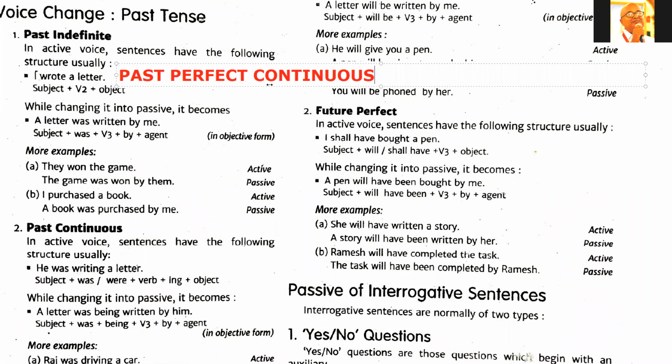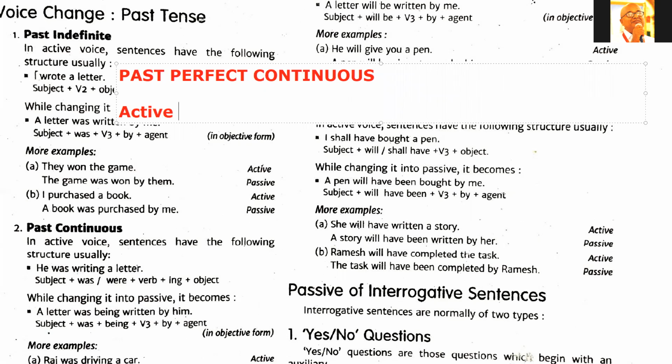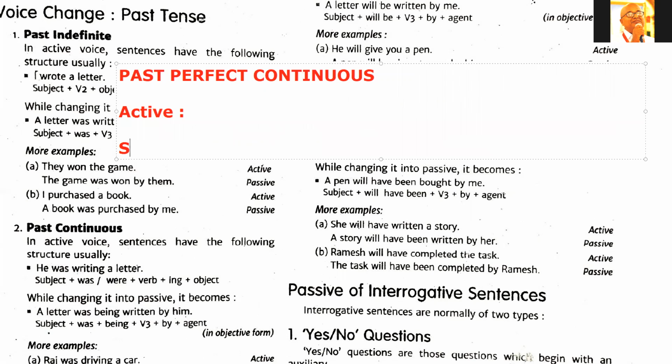Past perfect continuous, the active form would be subject plus had plus been plus verb ing plus object. The O means object. Subject plus had been plus verb ing plus object.